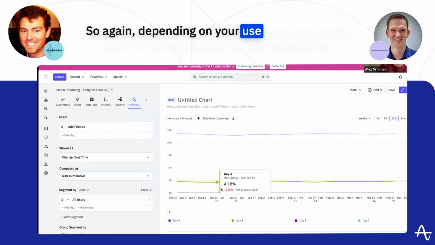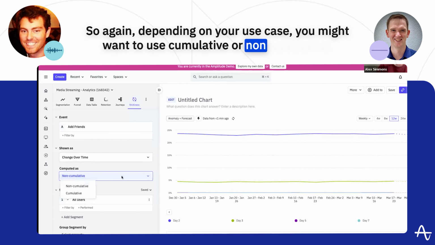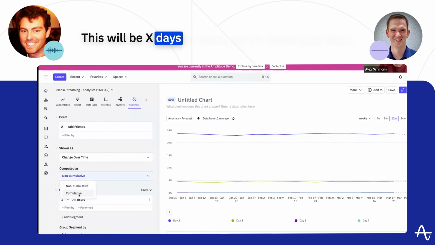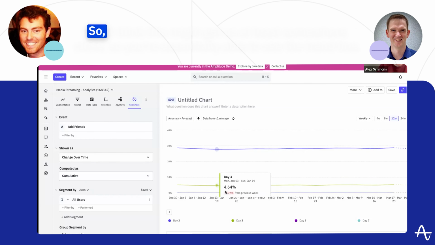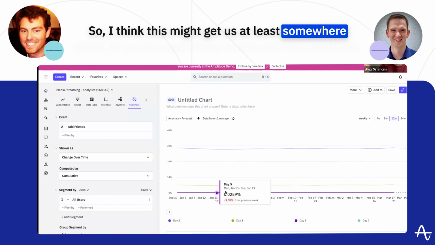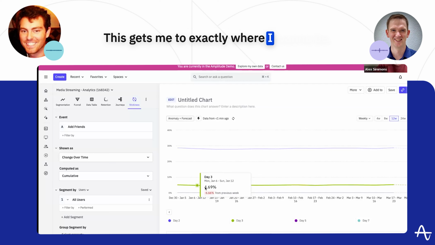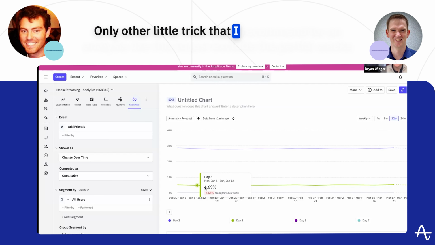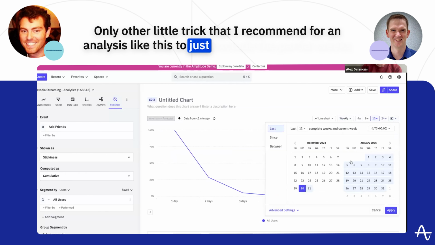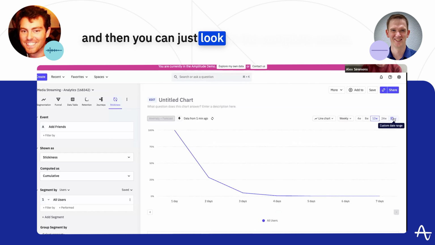So again, depending on your use case, you might want to use cumulative or non-cumulative. This will be X days or more, so it's 3+ days. So I think this might get us at least somewhere close, so you're essentially able to see the trend line. This gets me to exactly where I want to be. Only other little trick that I recommend for an analysis like this is to just exclude the partial weeks, and then you can just look at the complete weeks.